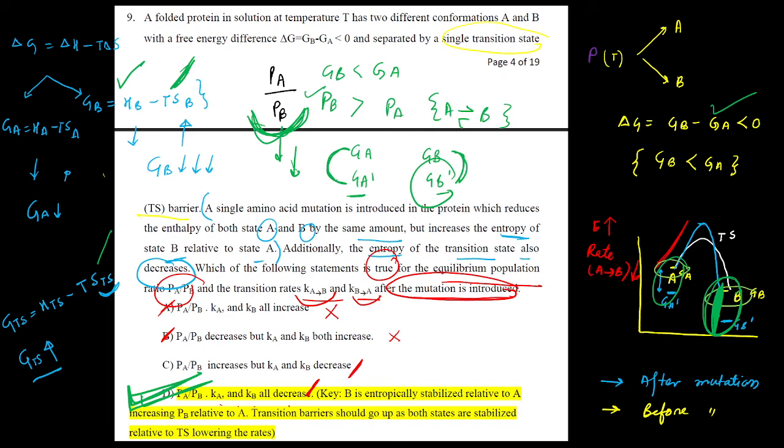I hope this point is clear. They have mentioned on the slide the way to get to the answer: B is entropically stabilized relative to A, increasing PB relative to A. The transition barrier should go up, as both states are stabilized relative to the transition state, lowering the rates. I hope I'm clear on this question.